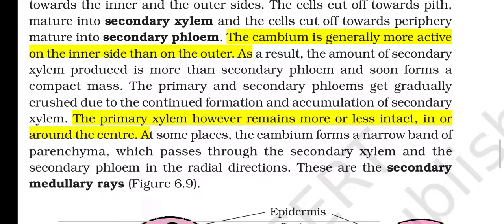The primary and secondary phloem gets gradually crushed due to a continued formation and accumulation of secondary xylem. The primary xylem, however, remains more or less intact in or around the center. At some places, the cambium forms a narrow band of parenchyma which passes through the secondary xylem and the secondary phloem in the radial directions. These are the secondary medullary rays.